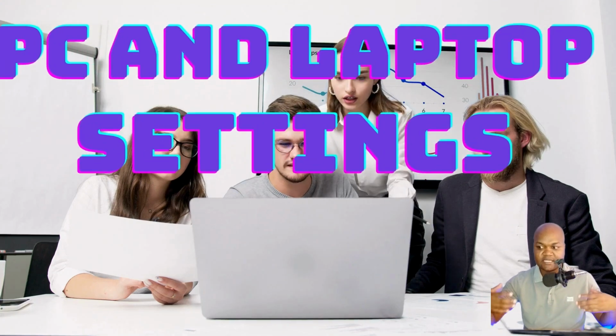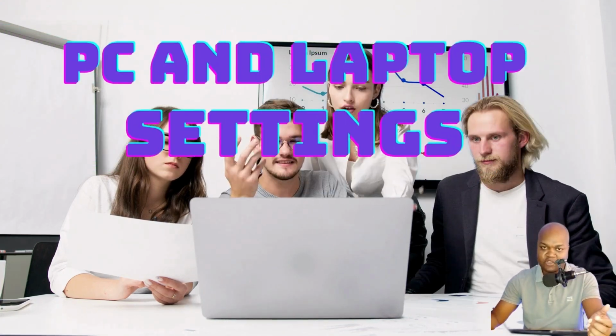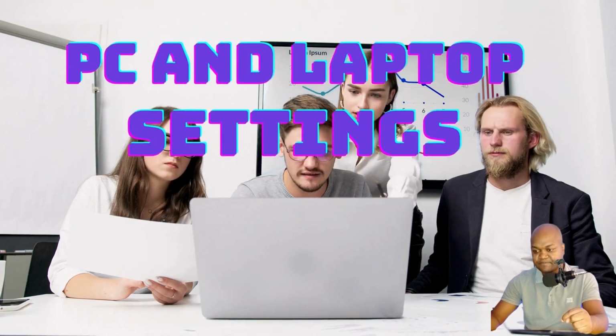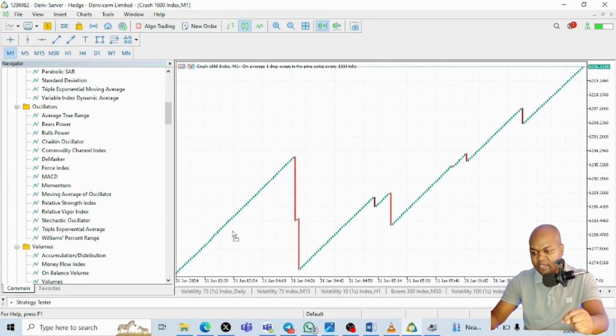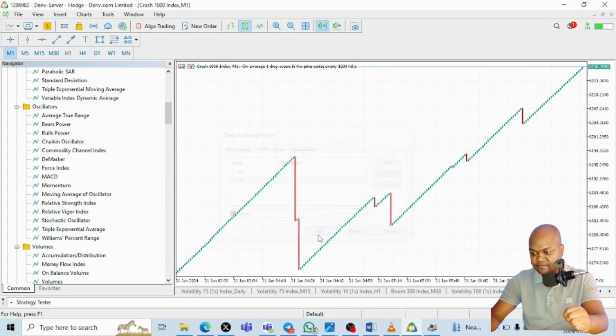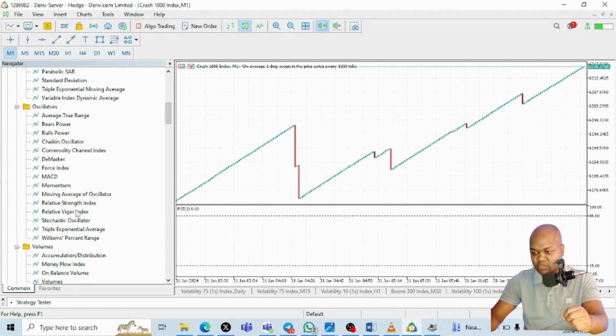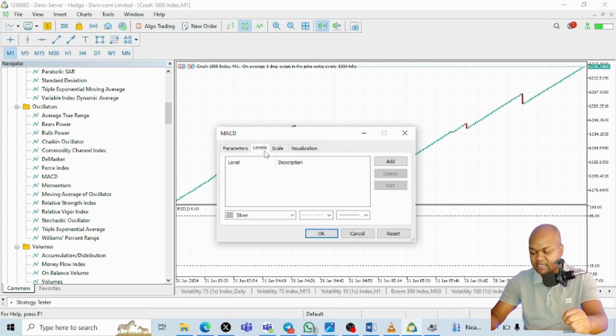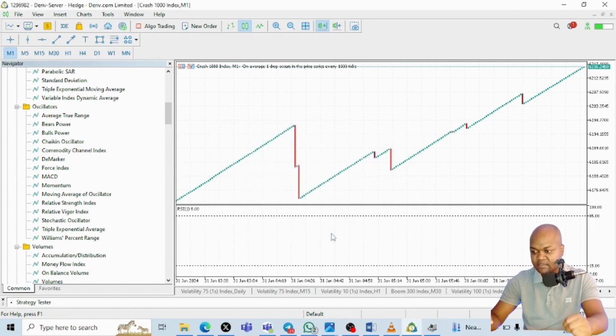Let's also look at the PC settings. Probably you're going to be using a PC or a laptop. So these are the settings for the PC. We have the relative strength index. You drop it on your chart, and it will have those settings and those levels. Then we're also going to drag and drop the MACD under oscillators. The MACD will have those parameters. You can take a screenshot of those settings. And on the levels, there's nothing.